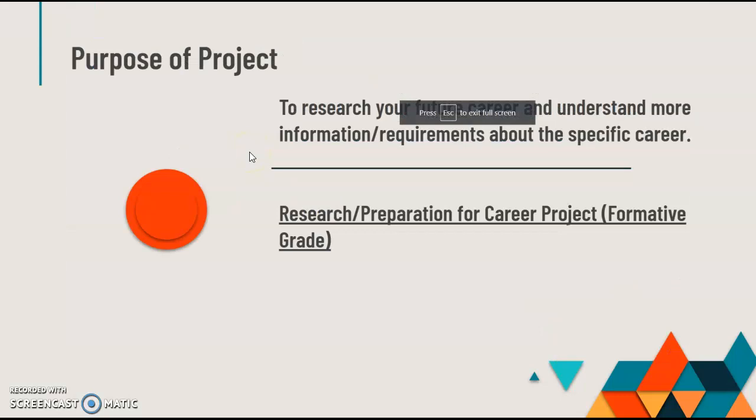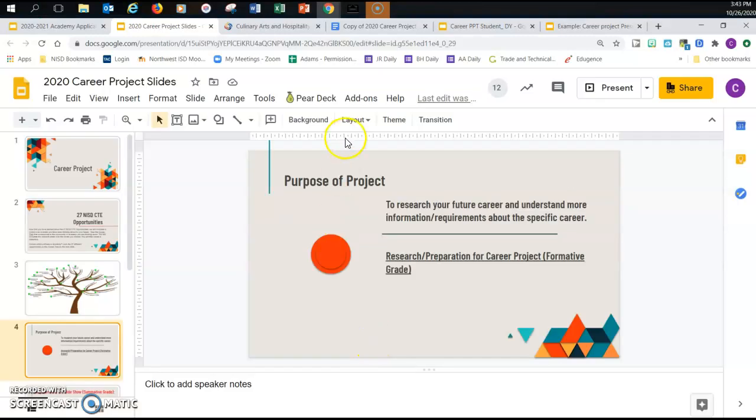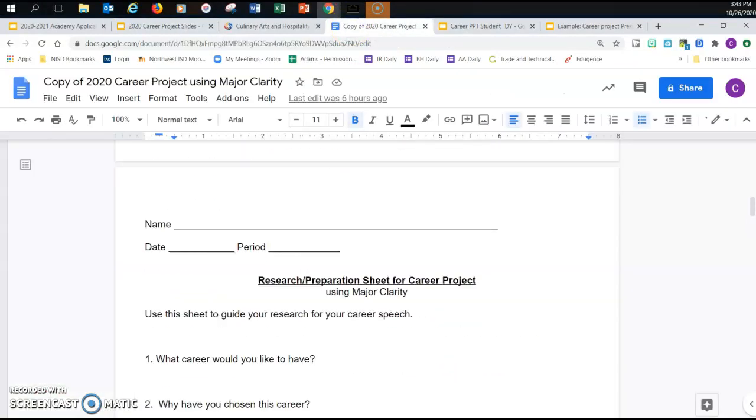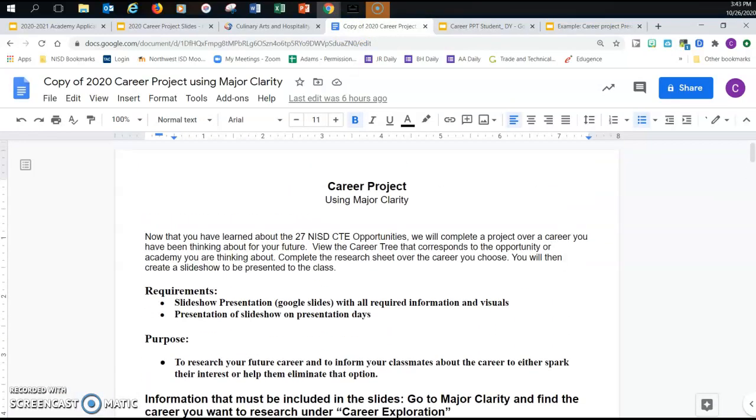So this is slide number 4. You will click on this button, and that will take you to your answer document that you need for your research, okay? So should be this one here. It's 5 pages, but don't let that stress you out, okay? It's okay.